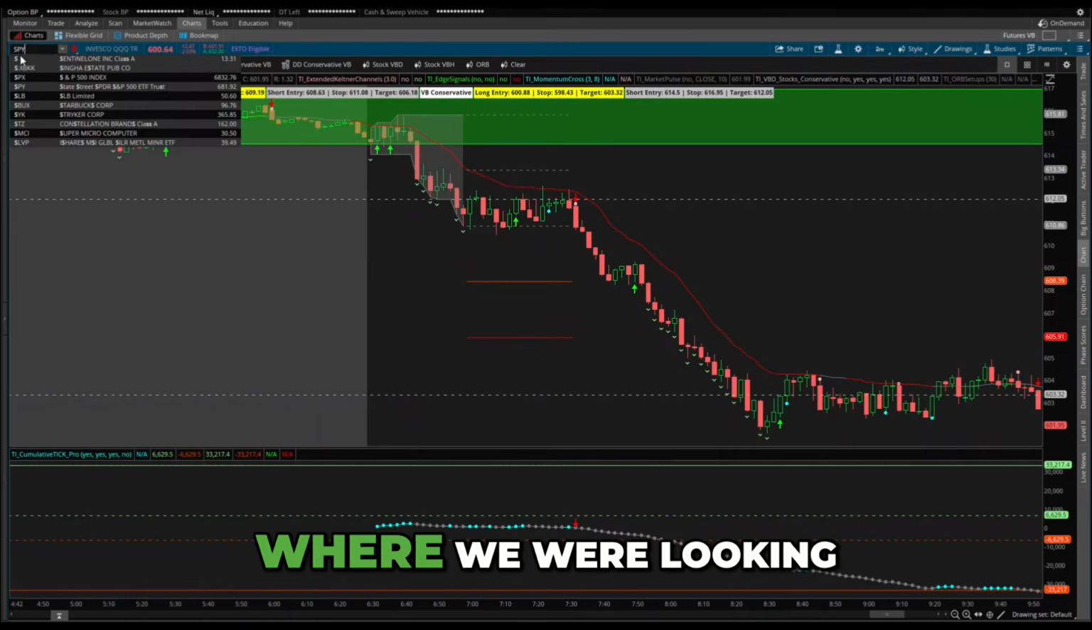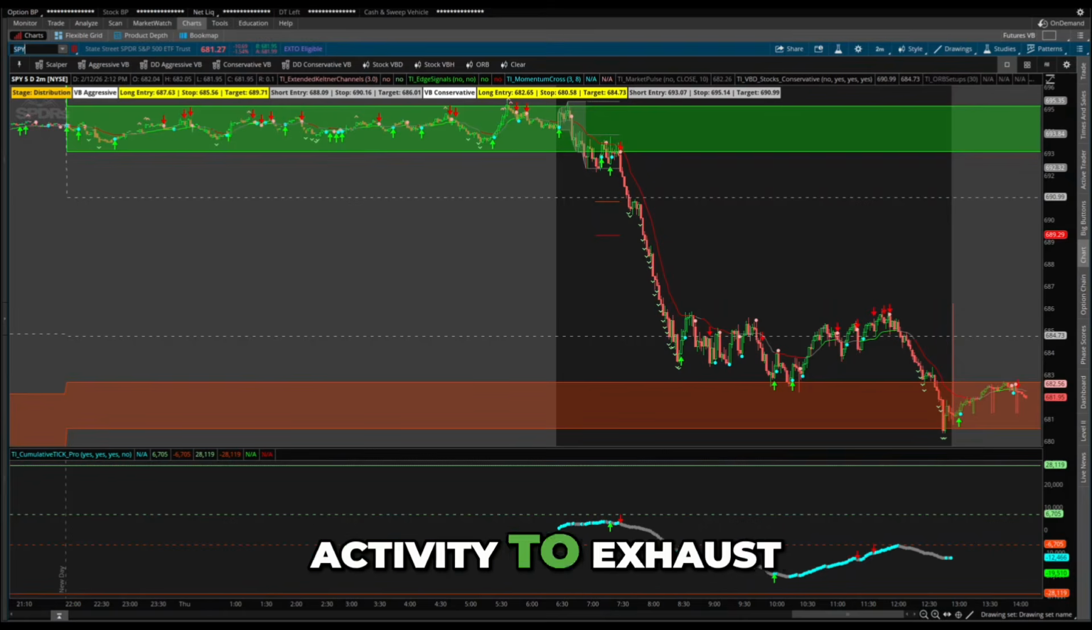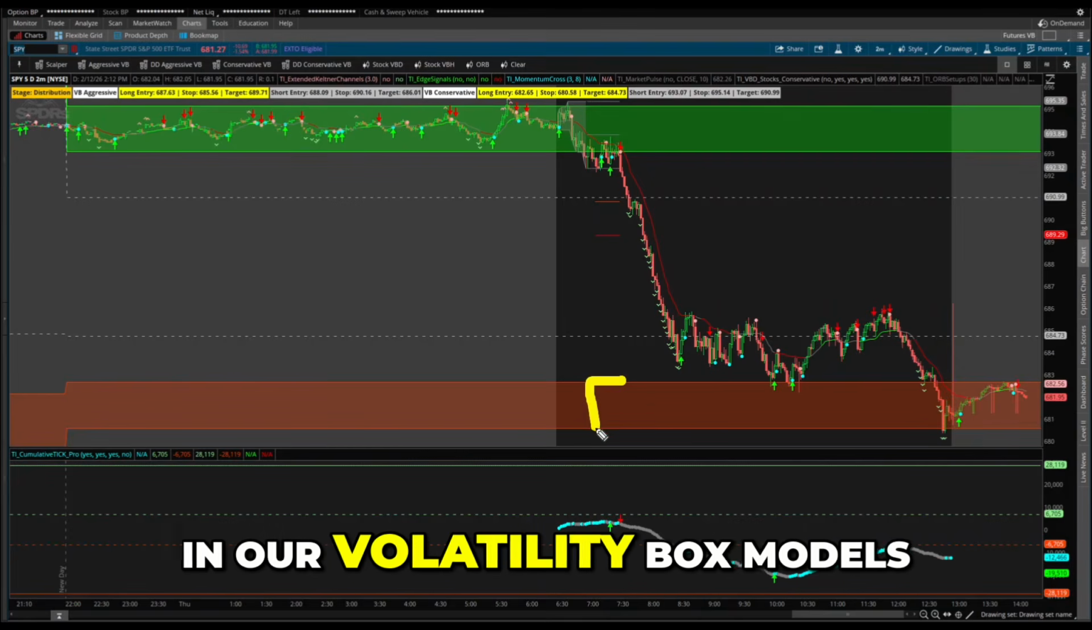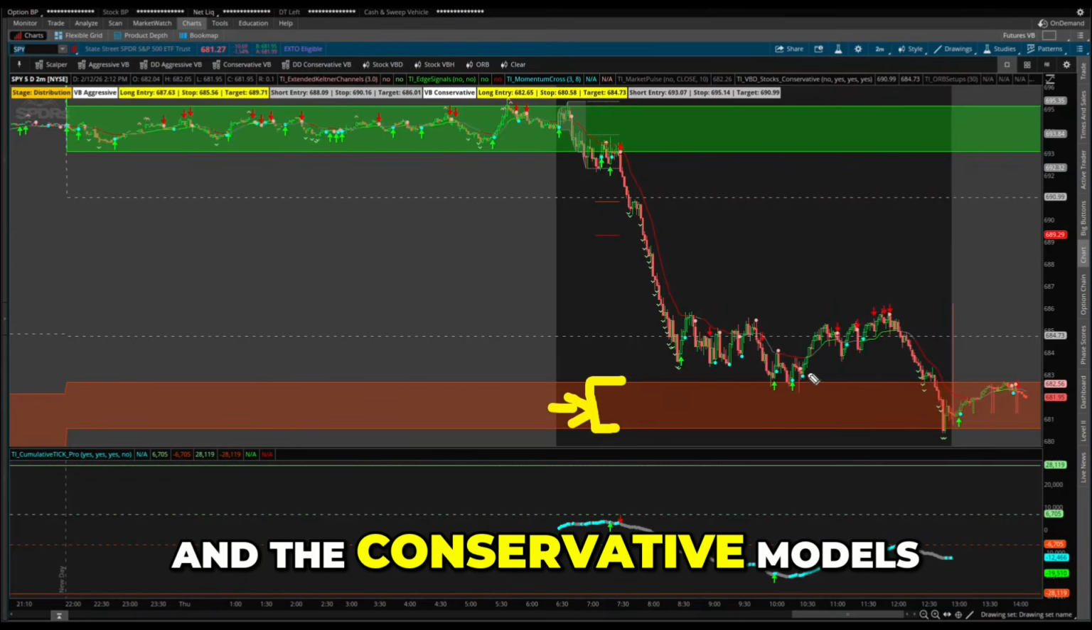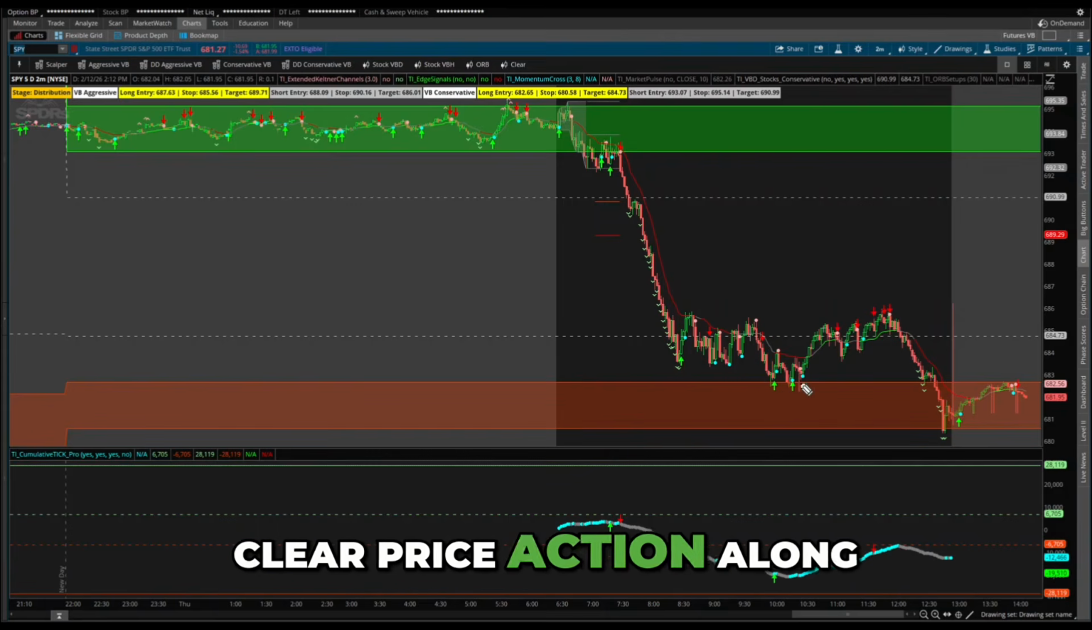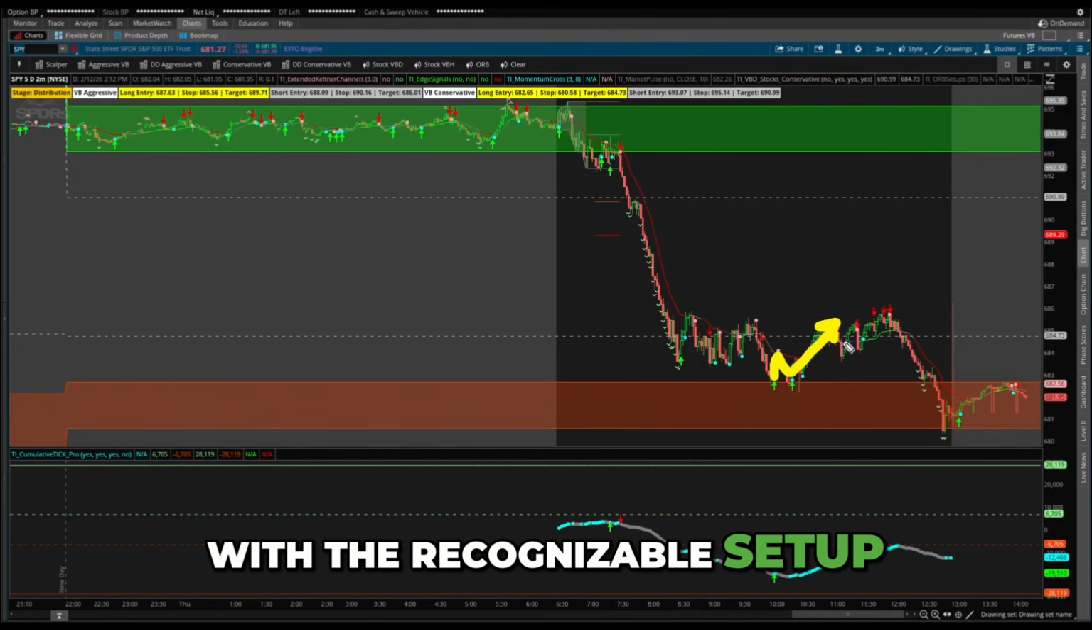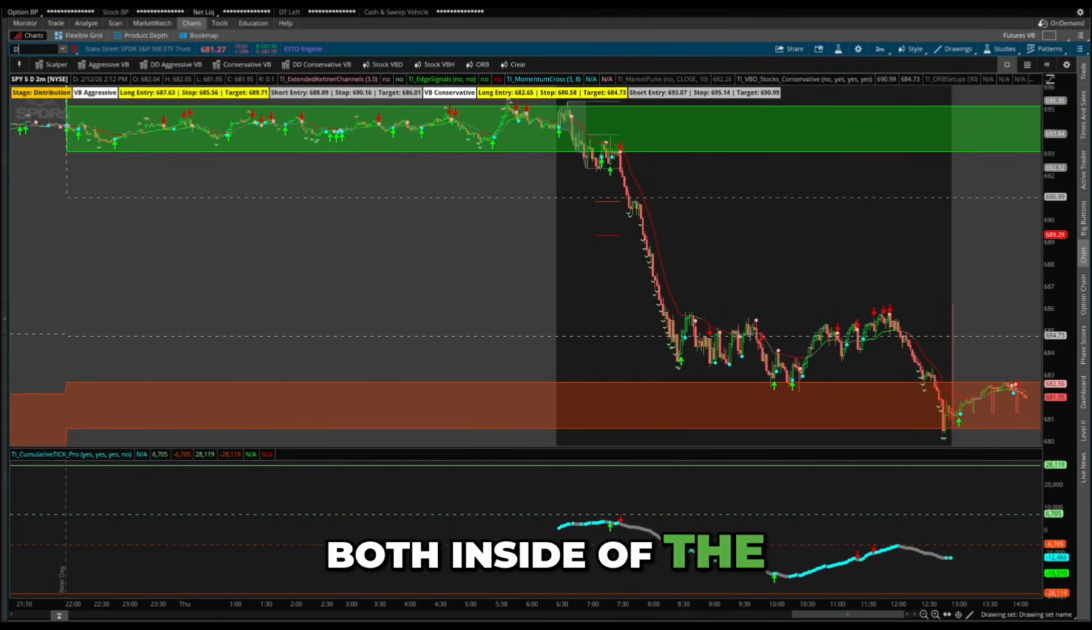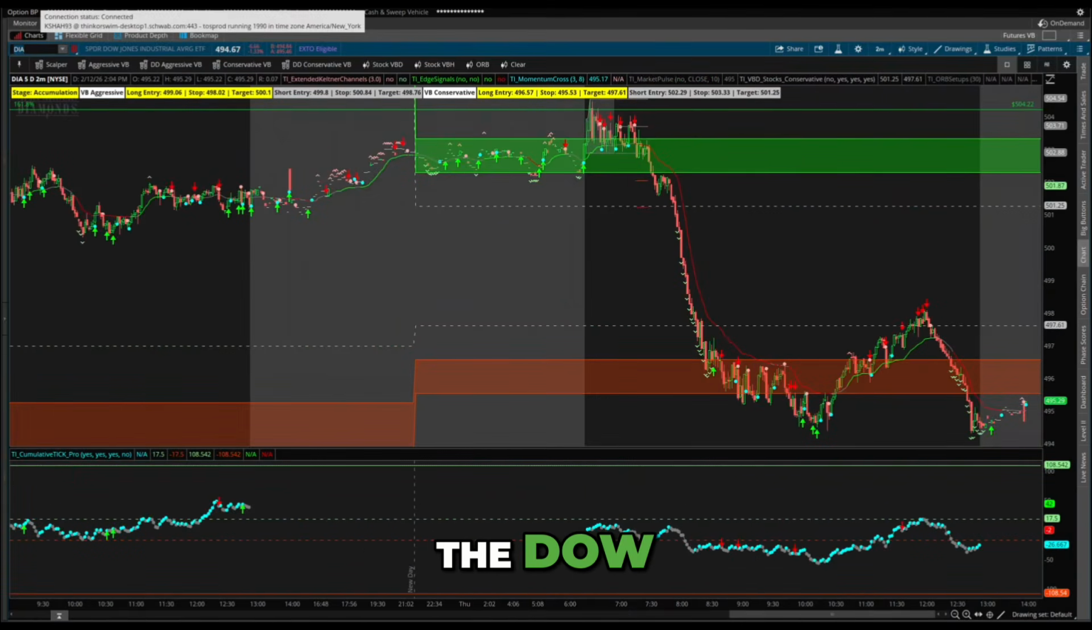In terms of understanding where we were looking for the sell side activity to exhaust, that's where we loaded in our volatility box models, and the conservative models gave you a very clear price action along with the recognizable setup that we could take advantage of, both inside of the S&P and inside of the Dow.